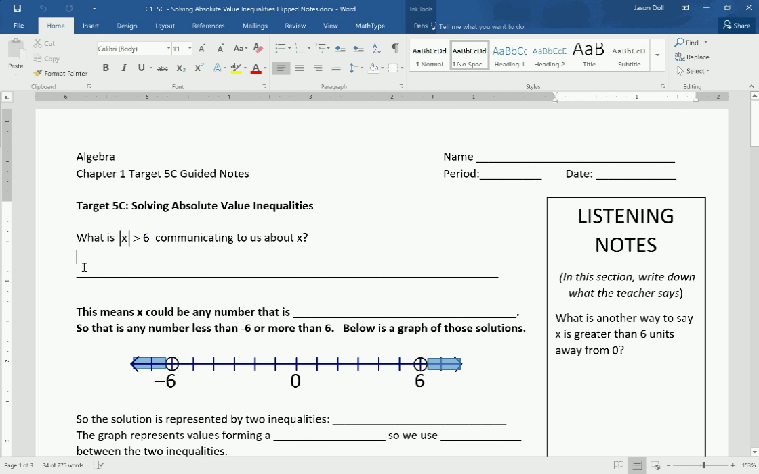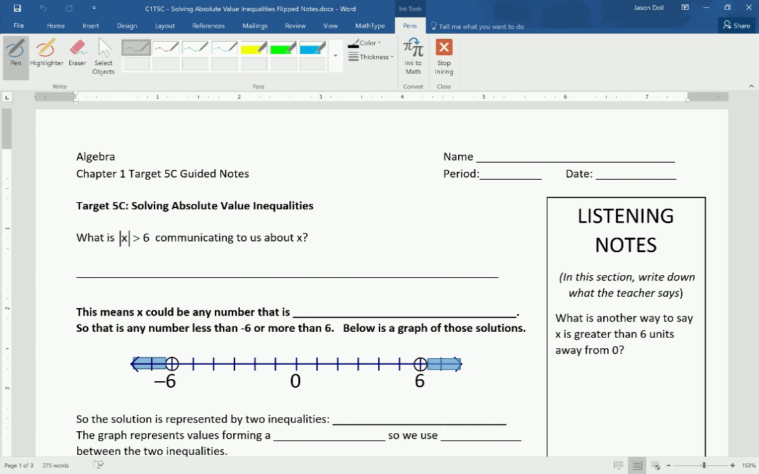This is telling us that x is more than 6 units away from 0, right? So if you think about that, what numbers could that be? What numbers are more than 6 units away from 0? Well, 7 would be more than 6 units away from 0, 8, 9, and so forth.